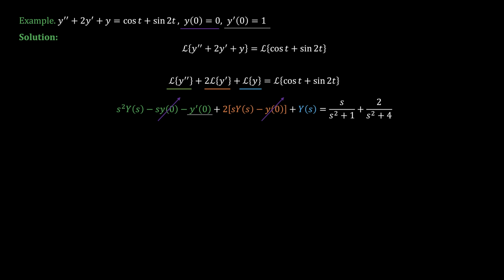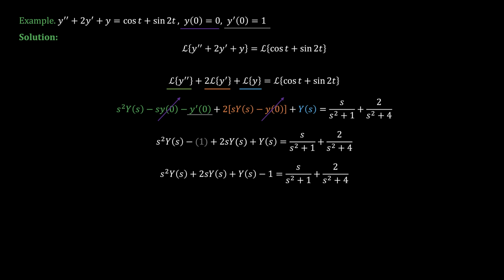All right, going to the next step, let's clean this up a little bit here. So I'm going to have s squared, capital Y of s, minus the 1 from the initial condition. Distributing that 2 in there, that'll be plus 2s, capital Y of s. And then bringing down the blue Y of s, this will give me plus capital Y of s. And I went ahead and just brought down both terms from the right-hand side. Again, the goal is to solve for capital Y of s. So in the next step, we're going to go ahead and collect all the Y of s terms together. So here I have s squared, capital Y of s, plus 2s Y of s, plus Y of s, minus 1, and still bringing down the right-hand side.